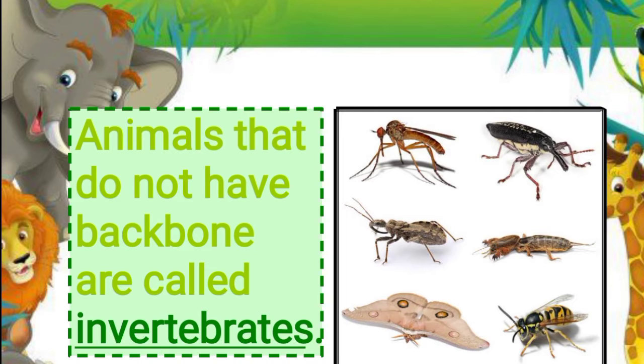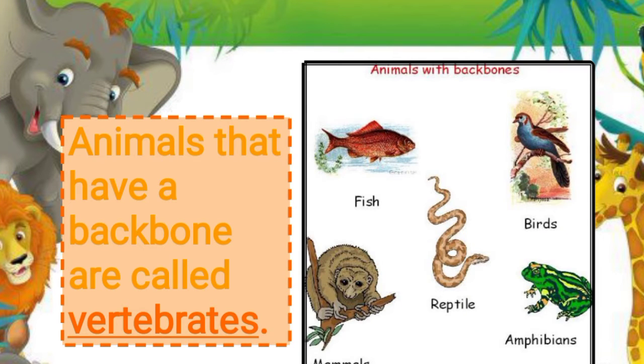An insect has 6 legs and its body is divided into 3 parts: head, thorax and abdomen. And most insects have a hard outer covering made up of a material called chitin. A few insects such as mosquitoes and butterflies can fly. Now let's understand vertebrates.